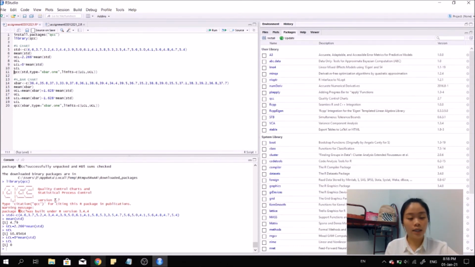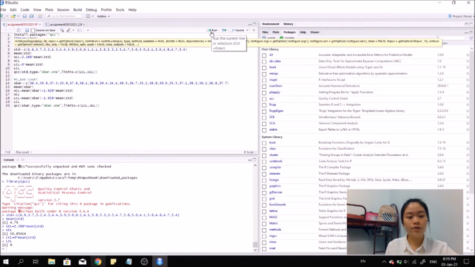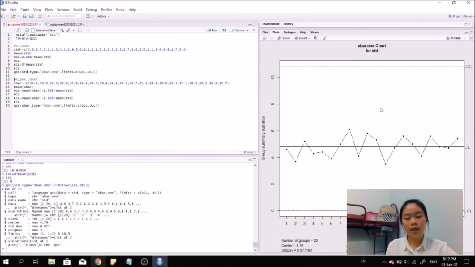Now we know all the data we need and then we can plot our S chart. So this is how to call our S chart. Okay, we run this row. Okay, so the right hand side here shows the S chart that is in control, which is within the upper control limit and the lower control limit. So we show that the S chart now is in control. We can do our X bar chart now.